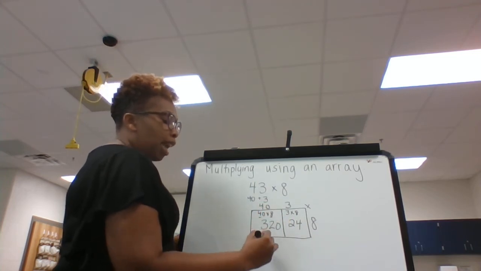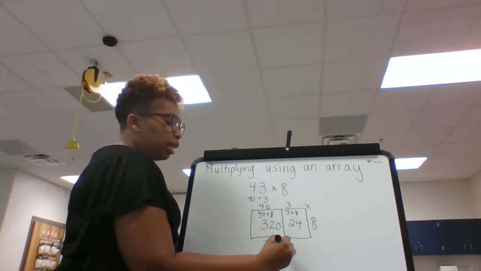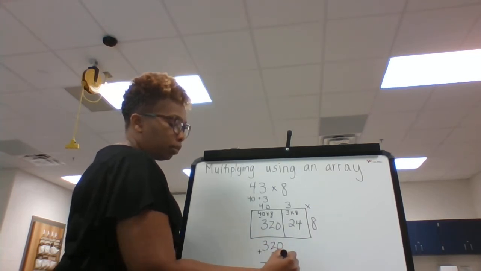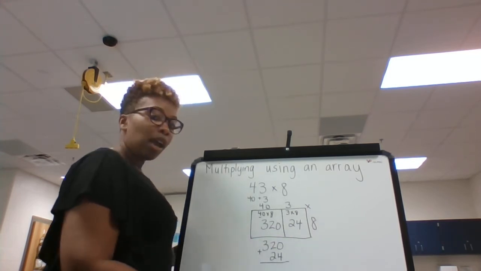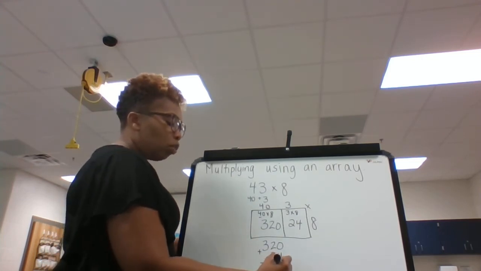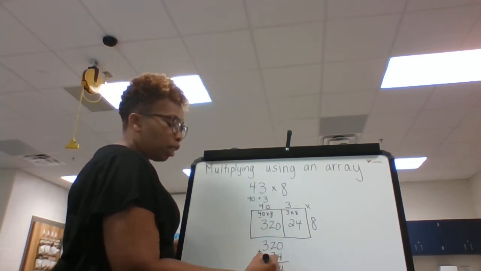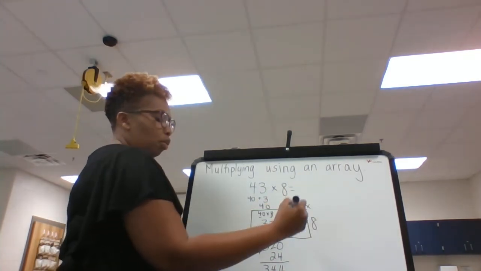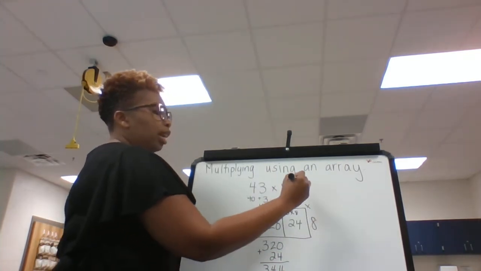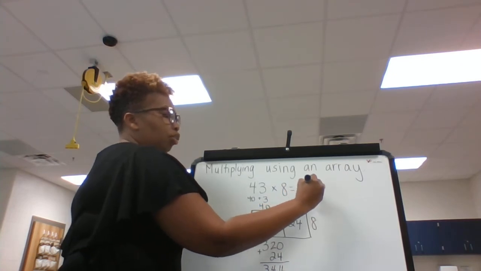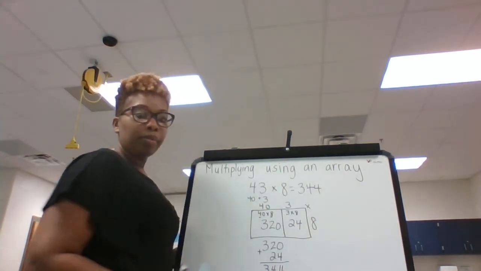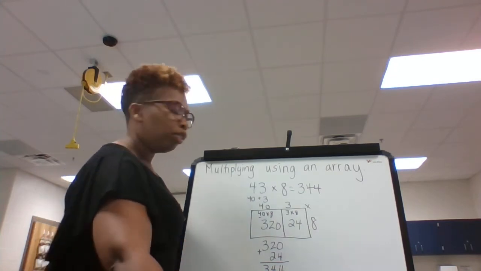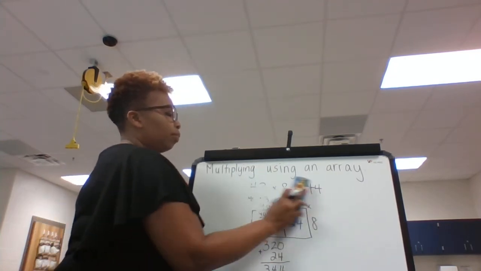My last step is to add 320 plus 24, and I add just like I would normally add, and that equals 344. So 43 times 8 is 344. The next problem that we're going to do is a 2-digit by 2-digit equation.